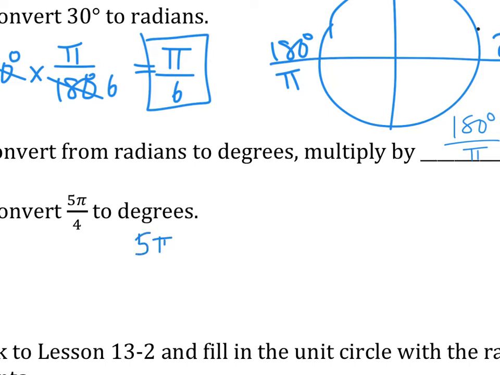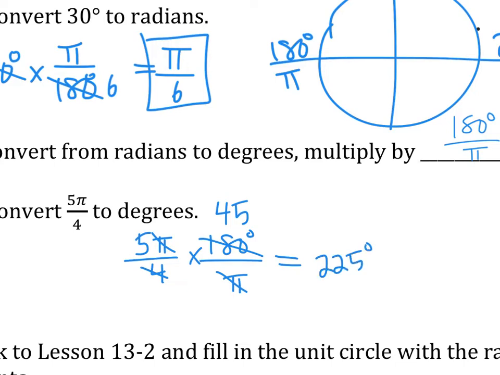Okay, so what you do is you take 5 pi over 4 times 180 degrees over pi. And then you want to cross cancel as much as possible. So you can see that the pi's cancel. 4 and 180 cancel. It becomes 45. Okay, and then 45 times 5 is 225. So that is 225 degrees. Okay, pretty easy to change back and forth. You just need to remember 180 degrees and pi mean the same thing because it's half of a circle.